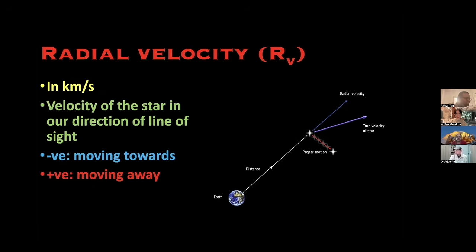So negative means the star is coming towards us, towards the earth? Yes, towards us, and going away means going away from us. When you see in the sky, everything is in a random motion. Okay, that makes sense.